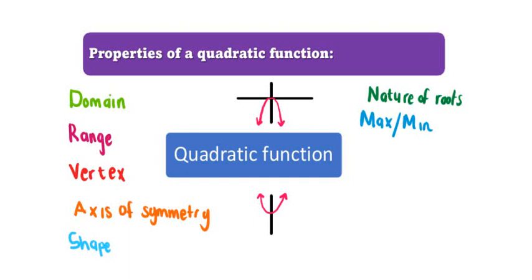On today's video tutorial, we are going to be going through the properties of a quadratic function, namely the domain, the range, the vertex, which is also called the turning point, the axes of symmetry of a quadratic function, how the nature of the roots of our quadratic function can help us in determining the shape, and the minimum and the maximum value of a quadratic function.